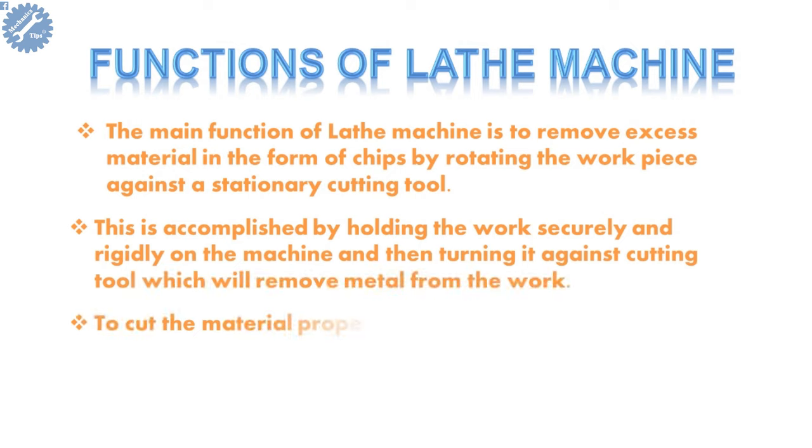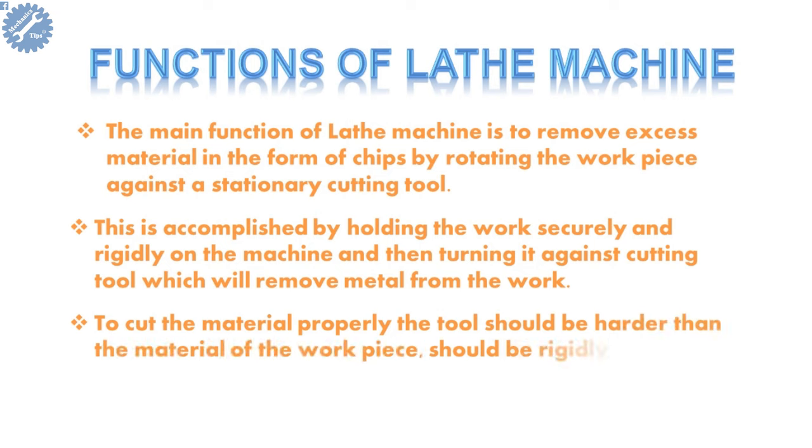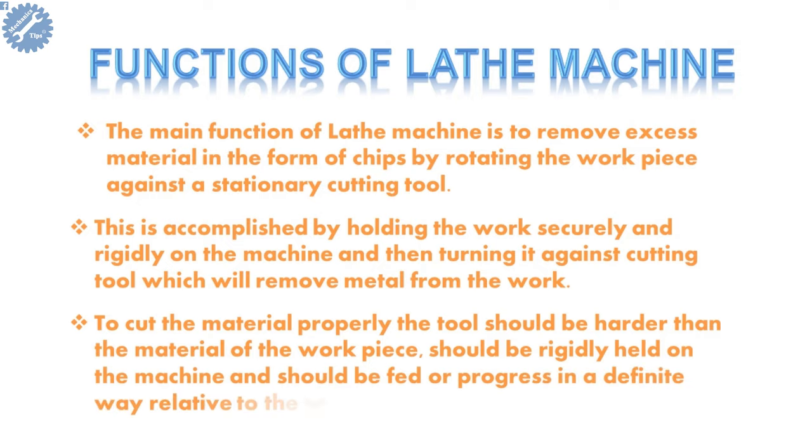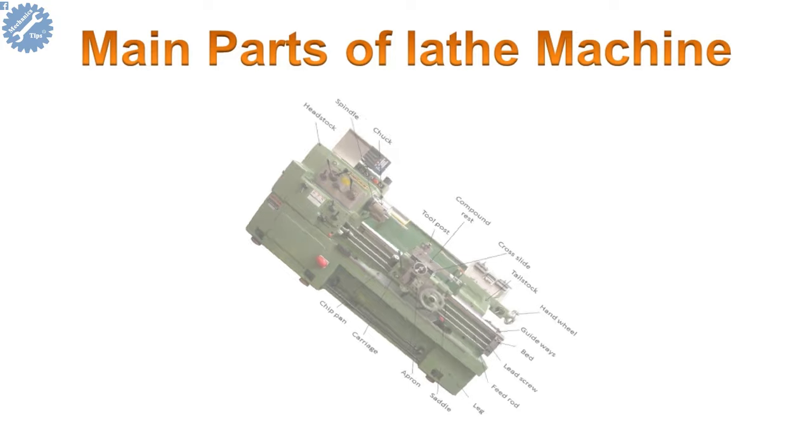To cut the material properly, the tool should be harder than the material of the workpiece, should be rigidly held on the machine, and should be fed or progressed in a definite way relative to the work. Main parts of lathe machine.